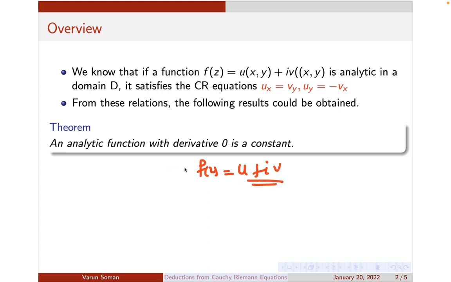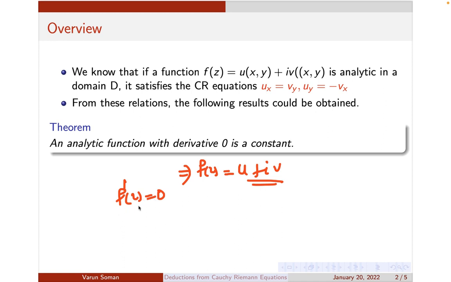What has been given to you? It has been given to you that the derivative of this function is 0. So what is f dash of z? They have told you that f dash of z is equal to 0. In every problem, start with this statement. Then write what is given in the problem, and you will have to use the Cauchy-Riemann equations somewhere in that problem for every question coming from the first module. So this much you know.